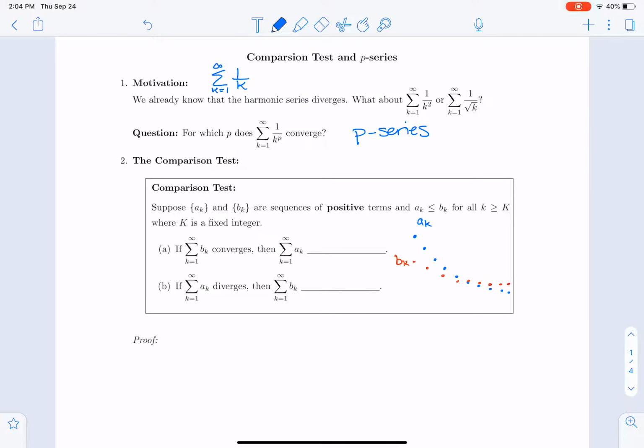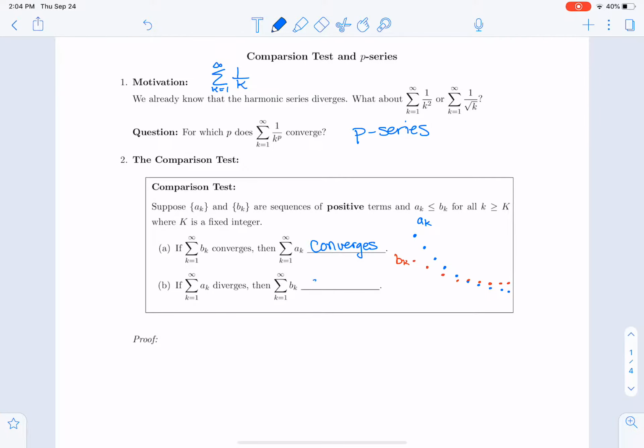Now, if b sub k, which is the larger sequence or series in the tail, converges, then we say that a sub k converges. So if the larger series converges, or at least larger in the tail of the series, then the smaller one converges. But if the smaller one diverges, if the sum from k equals 1 to infinity of a sub k diverges, then the larger one must diverge.